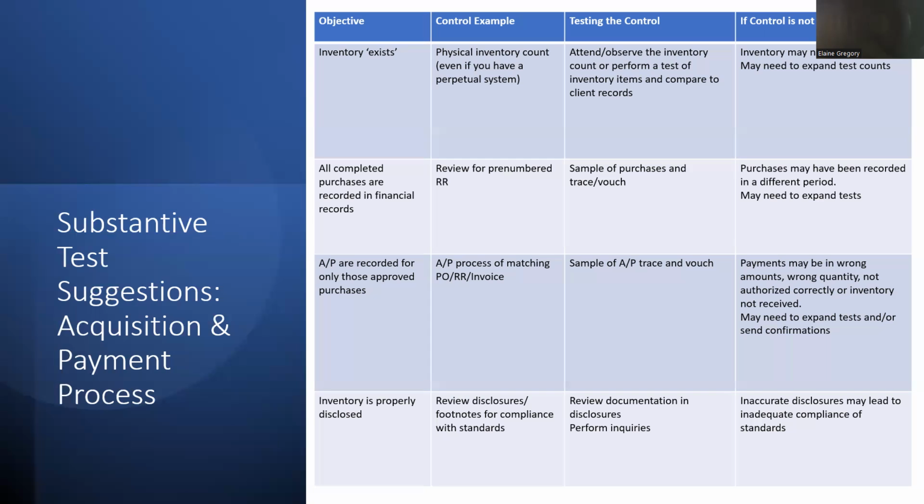You want to recalculate your work to make sure that the payments were calculated correctly, that the items were matched correctly. What was on the receiving report was what was on the invoice, same items. You may need to take a look at any returned items as well. And finally, you want to make sure that you've got the disclosures in there, because inaccurate disclosures may lead to an inaccurate compliance of standards.